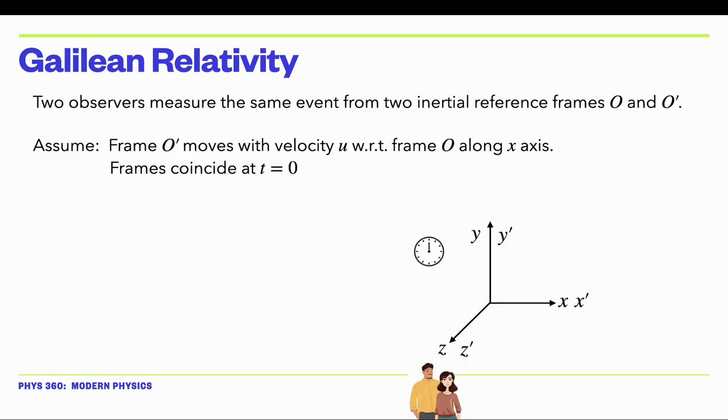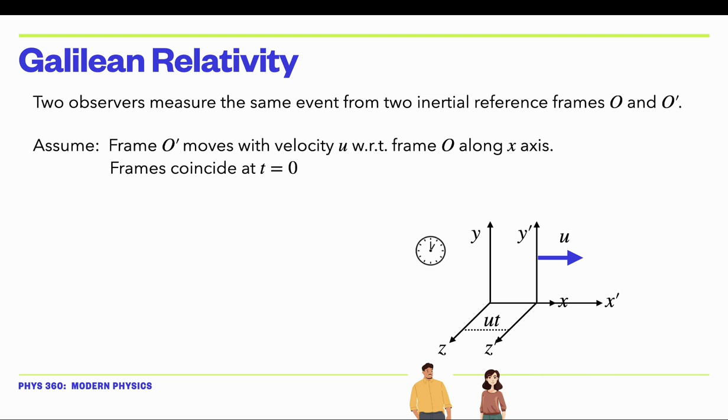Okay, so let's develop the equations for Galilean relativity. To make this simple, we're going to make some assumptions. We're going to assume that, again, we have two coordinate frames, O and O prime. So let's say that this guy is measuring frame O, and the woman is measuring frame O prime. At the beginning, at time t equals 0, the coordinate axes are on top of each other, so x prime will equal x, y prime equal y, and z prime will equal z. They're the same coordinate system.